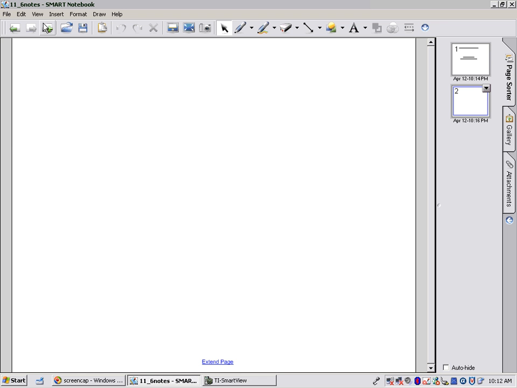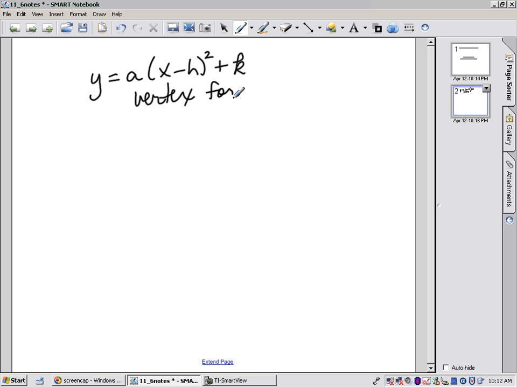We've looked at solving quadratic equations, and now we're going to bring in the concept of graphing those. Our focus in this section is only going to be equations of the form y is equal to a times (x minus h) squared plus k. And you'll see by the end of this lesson why this is called the vertex form.